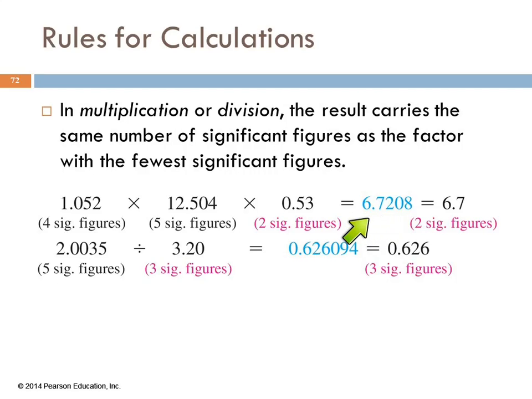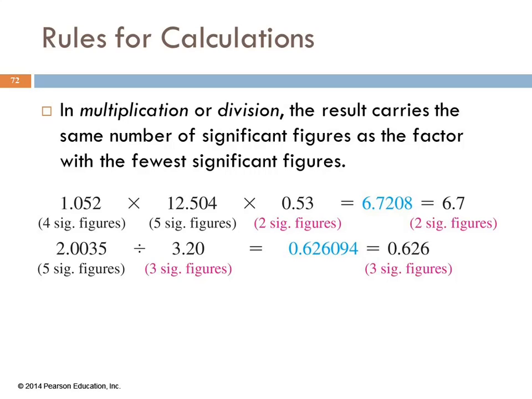When you do your math and you're showing your work, go ahead and write them down. You can write them all down. That's fine. Then to find out how many significant figures you should actually report, you're going to look at the numbers you started with. And you're going to say 1.052, that has 4 significant figures. And this one has 5. This one only has 2.